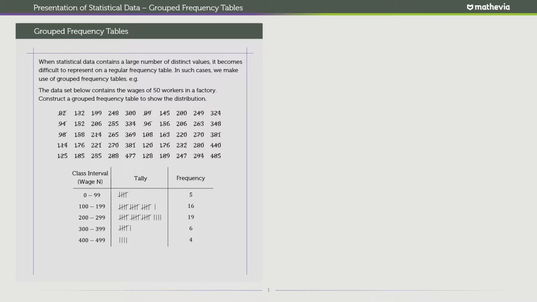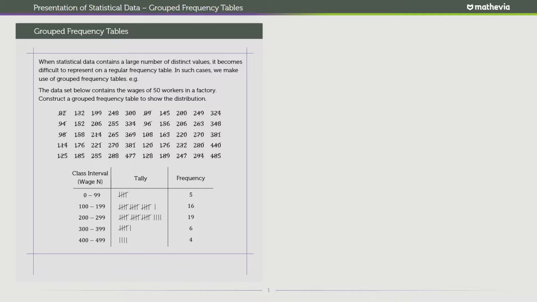And then we just go ahead and read the frequency. The first one we have 5. The second one we have 3 sets of 5 with 1, that's 16. And then 3 sets of 5 with 4, that's 19. And then we have 5 with 1, 6. And then we have 4 in the end. And that's it. That is how you construct a grouped frequency table.